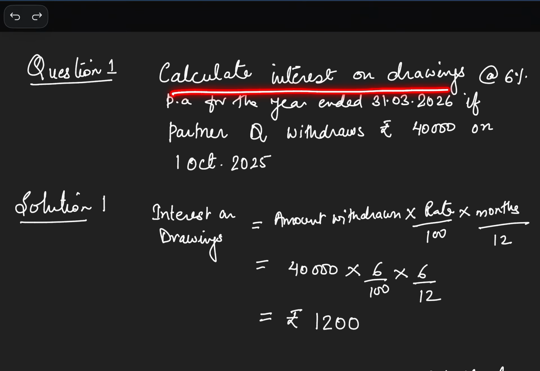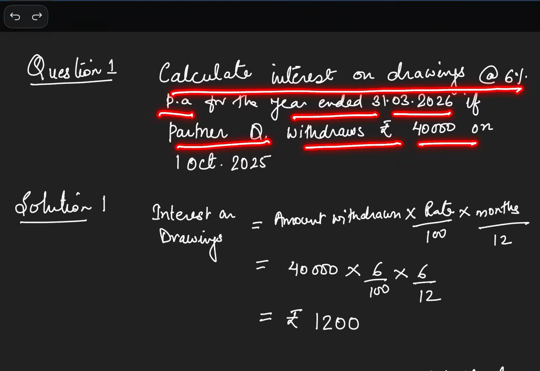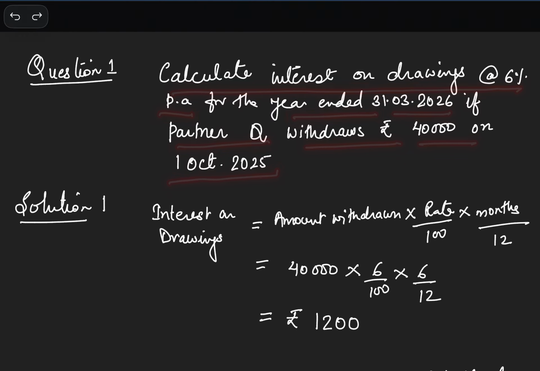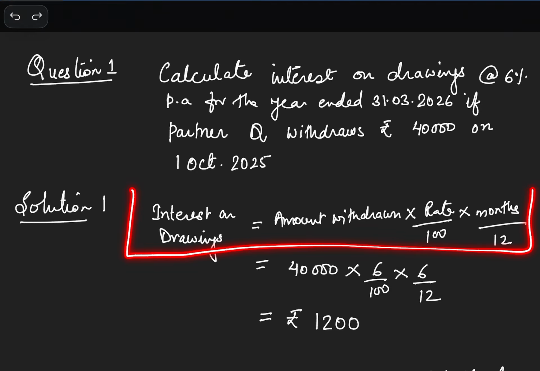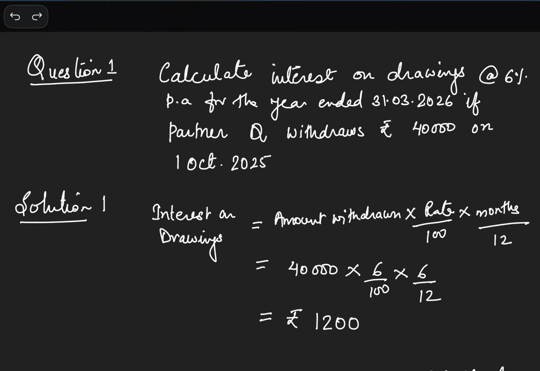So here, calculate interest on drawings at the rate of 6% per annum for the year ended 31st March 2026, if partner Q withdraws rupees 40,000 on 1st October 2025. To calculate, first of all, we should always write the formula. So here, amount withdrawn multiplied by rate upon 100 multiplied by months divided by 12.